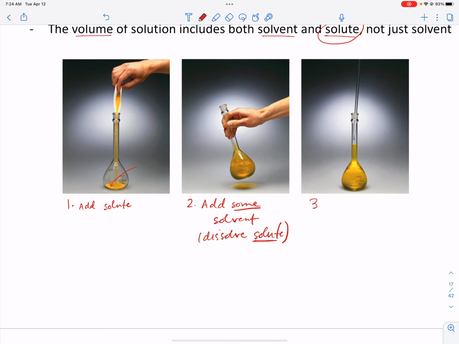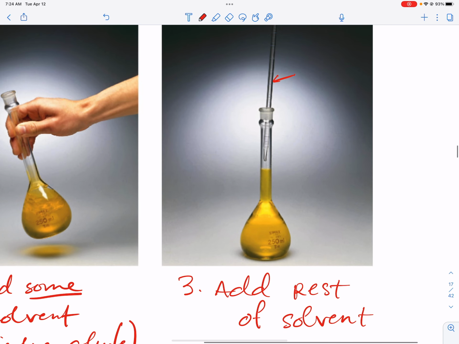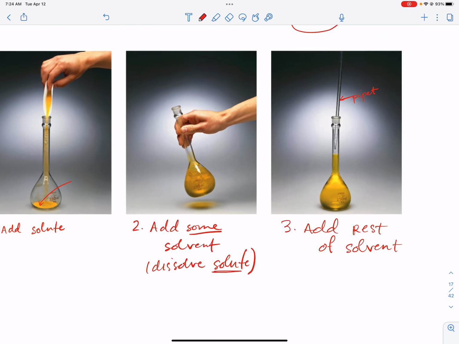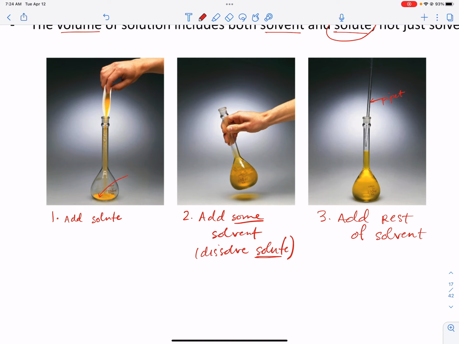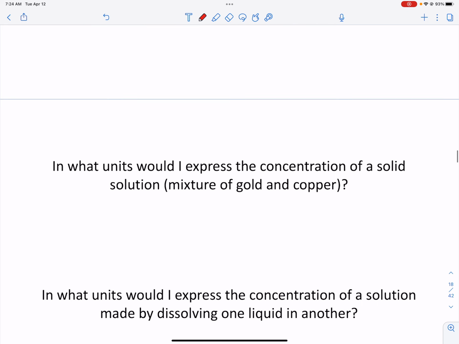Whatever the solute adds to your total volume, that's dissolved in there and accounted for. Then step 3 is you add the rest of the solvent. This is very, very important. You can see here a fancy volumetric pipette dropping in, drop by drop, very carefully, the rest of the solvent to get exactly the right volume so that your solution is exactly the right concentration. If I were to ask you on the exam how you prepare a solution, I would want you to walk me through these steps. Now let's work some problems.